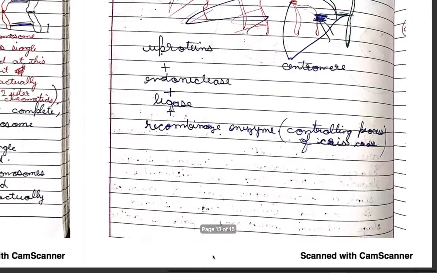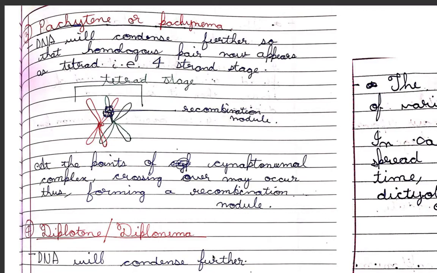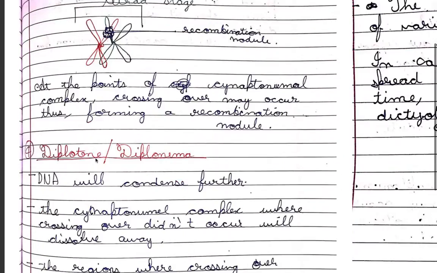Next we have pachytene or pachynema, and the DNA condenses further so that the homologous pair now appears to be a tetrad, that is four-stranded. This is a tetrad set, that is four-stranded. Now the points where the synaptonemal complex crossing over occurs form a recombination nodule. This is all about pachytene, nothing else.